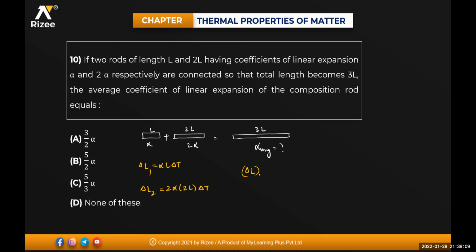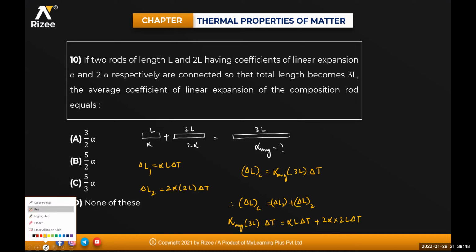Delta L of the composite will be equal to alpha average into the effective length, which becomes 3L, into the temperature. So I can write delta L of the composite will be equal to delta L, the expansion in the first rod, plus delta L, the expansion in the second rod. That is, alpha average into 3L into delta T will be equal to alpha into L into delta T plus 2 alpha into 2L into delta T.